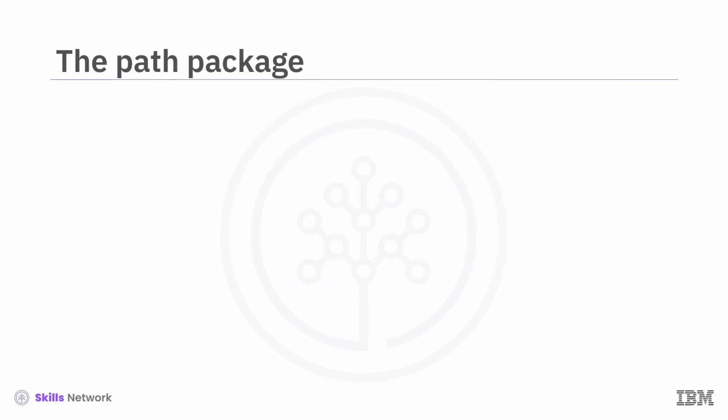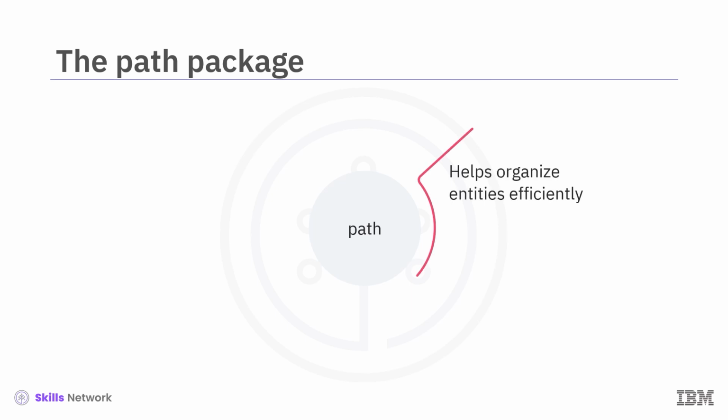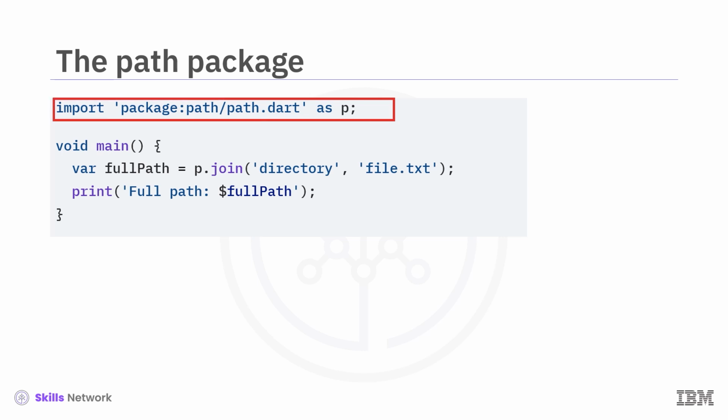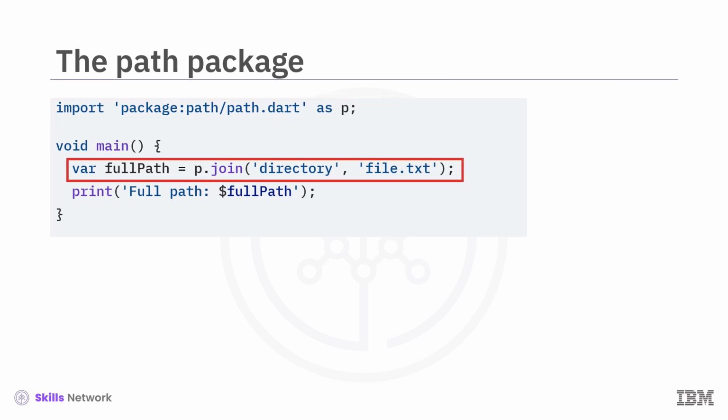The final package is critical for the manipulation of paths for files and directories. It helps organize and manage these entities efficiently. The path package provides operations such as splitting, joining, and normalizing to manipulate paths. First, import this package. This line of code combines the directory name and file name to create one file path.